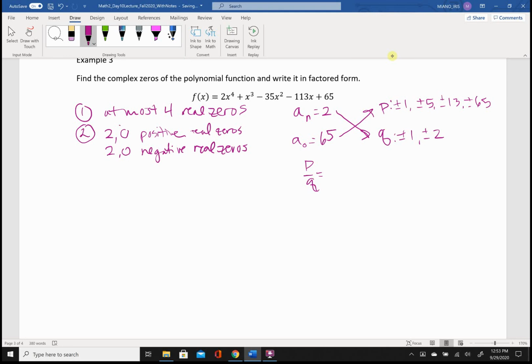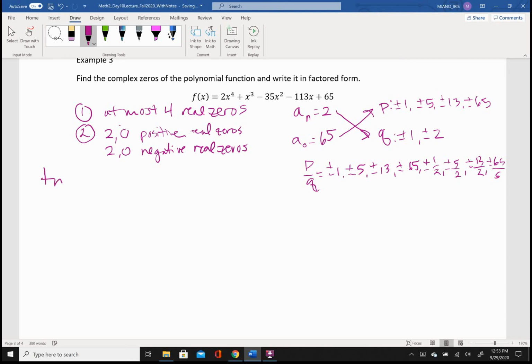So that gives us a P over Q list of plus or minus 1, plus or minus 5, plus or minus 13, plus or minus 65, and then all of those divided by 2, so plus or minus 1/2, plus or minus 5/2, plus or minus 13/2, and then finally plus or minus 65/2. Yikes, so many possibilities here. Where do we start? Now you always want to start in the same place.